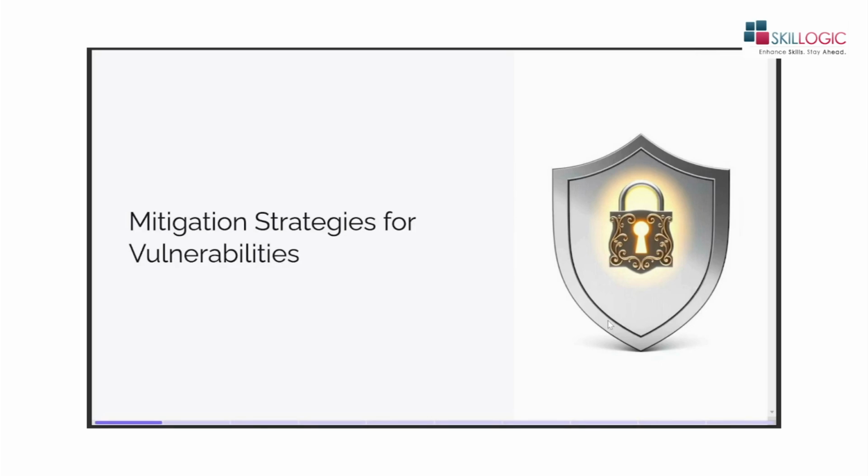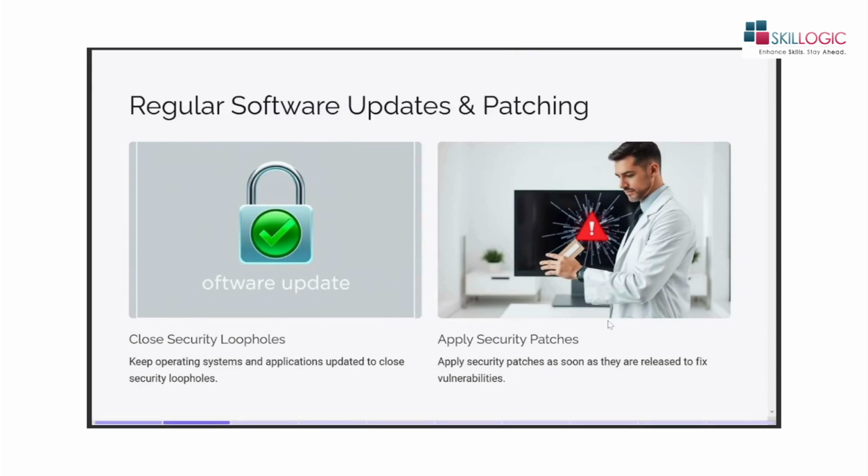So, hello everyone. Today's topic is mitigation strategies we use for vulnerabilities, right? The first strategy we use is regular software updates and patching. We know why the updates are there, why we get updates on our mobile phones and operating systems, right? Because they have bugs and vulnerabilities patched, right? So what is the first thing we have to do? Keep operating systems and applications updated to close security loopholes, right? We should be updating our operating systems so that any loopholes the previous version had get patched, right?